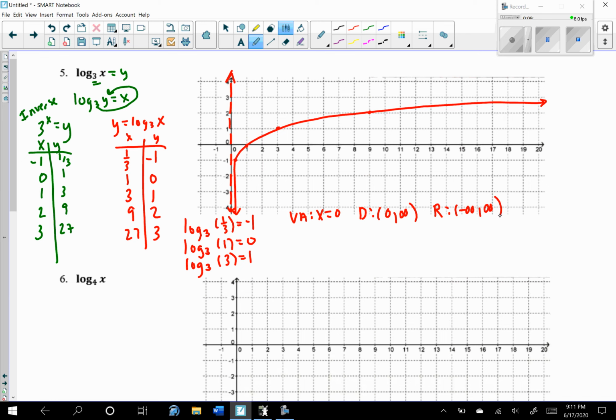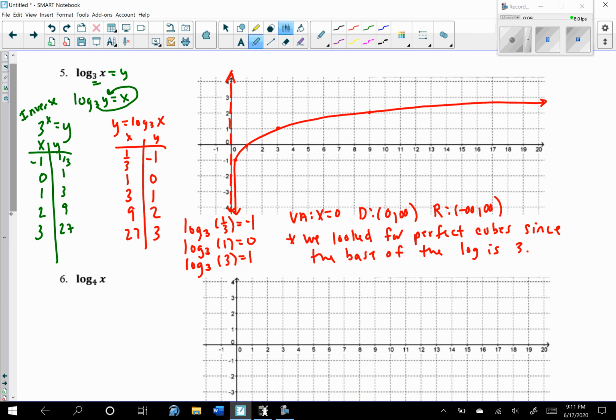And again, we looked for perfect cubes since the base of the log is 3. So again, the perfect cubes, so the 3, the 9, 27, so these values.